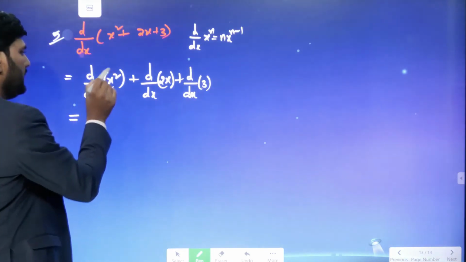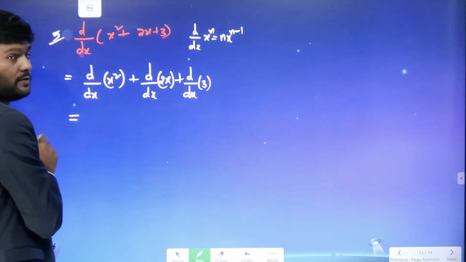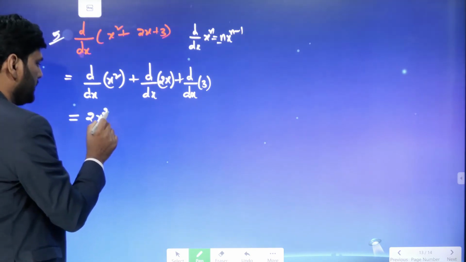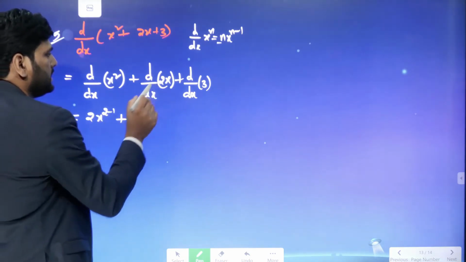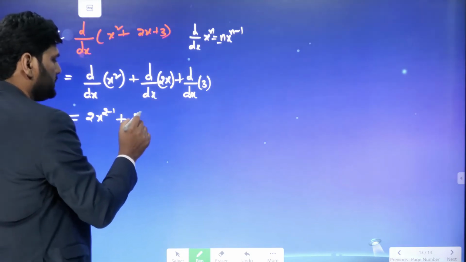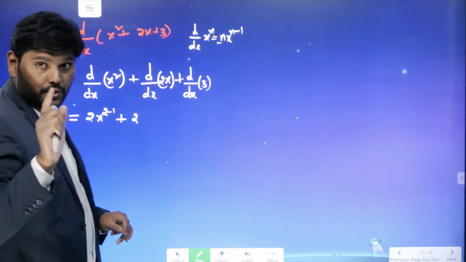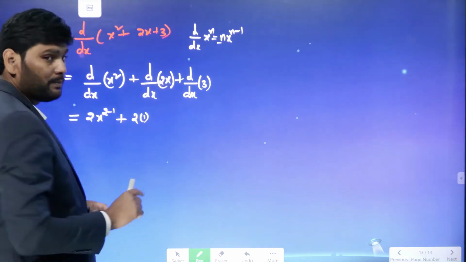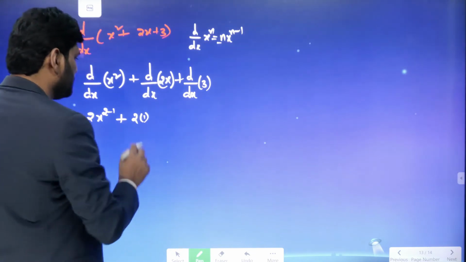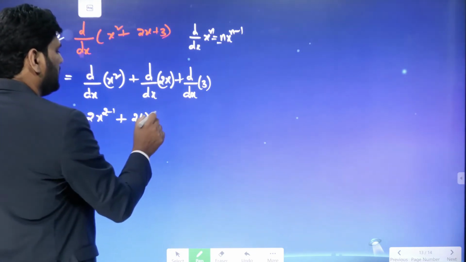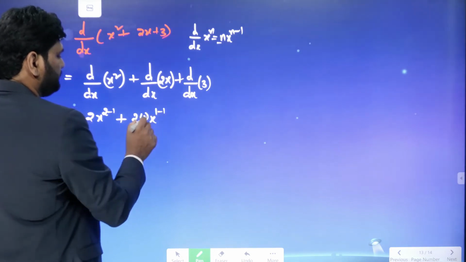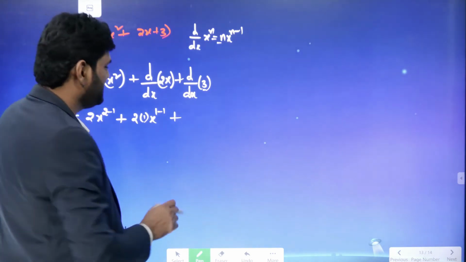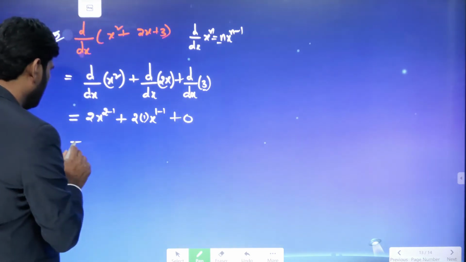Same thing, d by dx of x square, power is 2. So when you use power 2, you can write 2 x power 2 minus 1, plus, this 2 you can write outside of the differentiation. Just do differentiation for the x term. The x has the power 1, so x power 1 minus 1, plus, this 3 is a constant. You know, constant differentiation is 0. So it is 0.